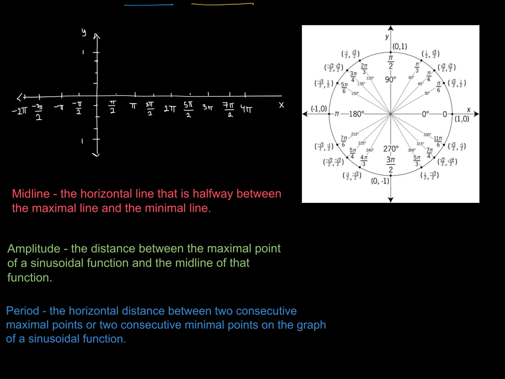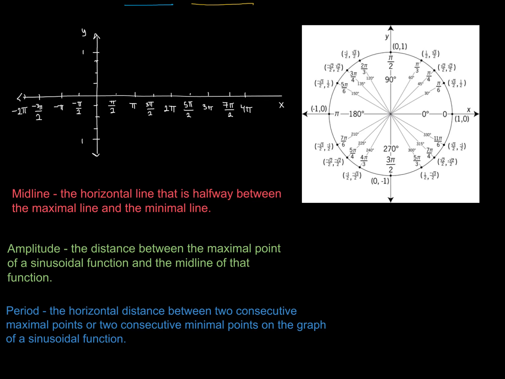So the midline is the horizontal line that is halfway between the maximal and minimal line. The amplitude is the distance between the maximal point of a sinusoidal function. This is another word that describes a trigonometric function. We'll talk about it more in the future. Distance between the maximal point and the midline. And the period is the horizontal distance between 2 consecutive maximal points or 2 consecutive minimal points on the graph of a sinusoidal function.